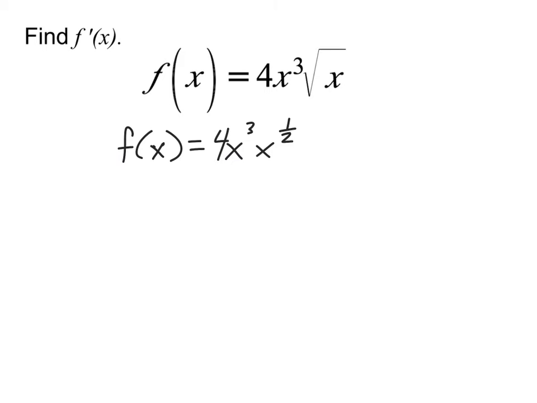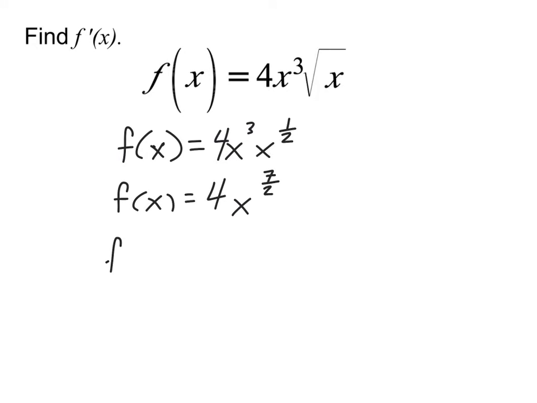Now that I've done that, you'll notice I can combine the x's. Remember that when I multiply the x's, I add their exponents, so I have to do 3 plus a half, which is 3.5. It might be awkward to write it as a mixed number in an exponent, so you could also write it as 7/2. And that's the way I'll write that. Now that we have it this way, we can find the derivative.